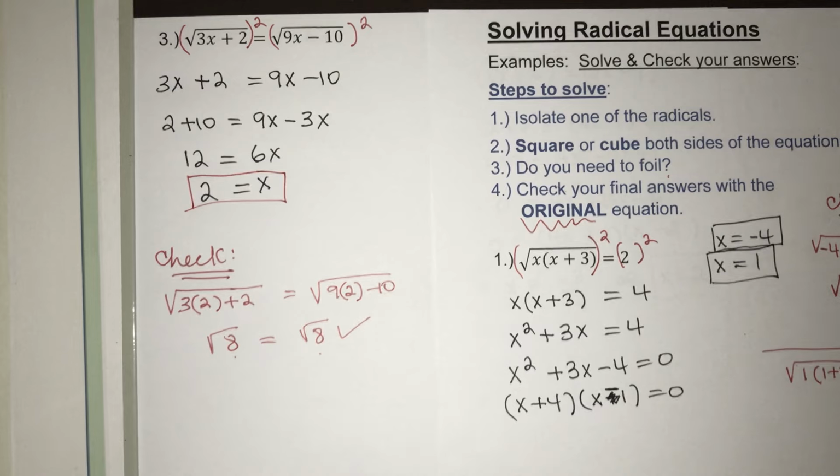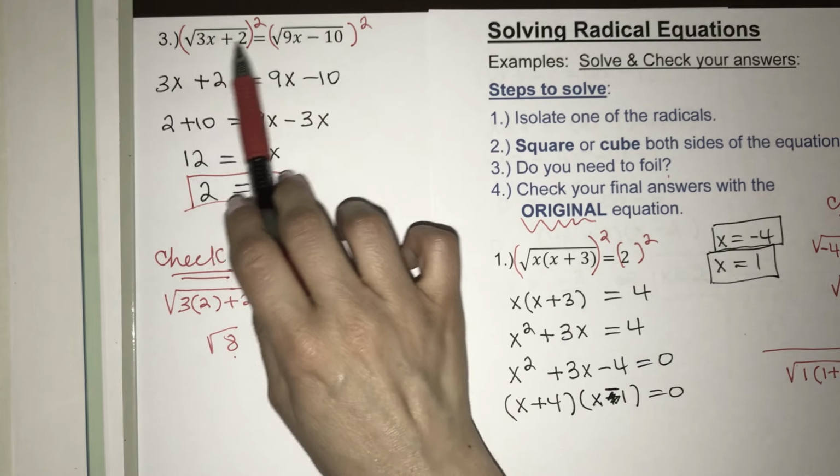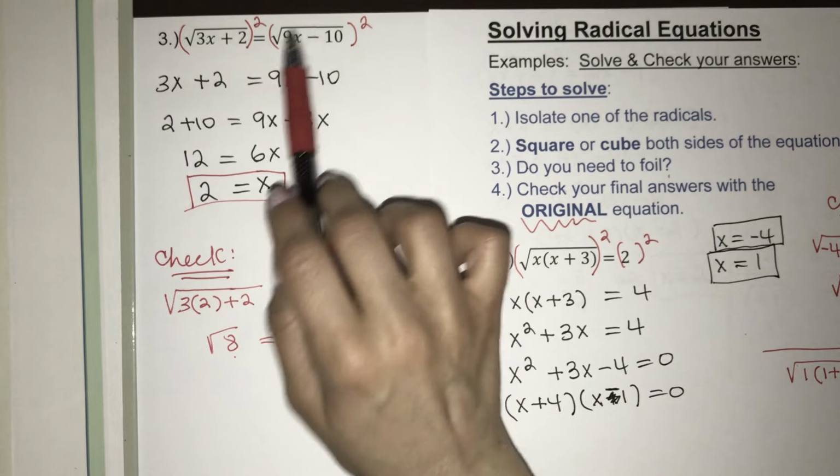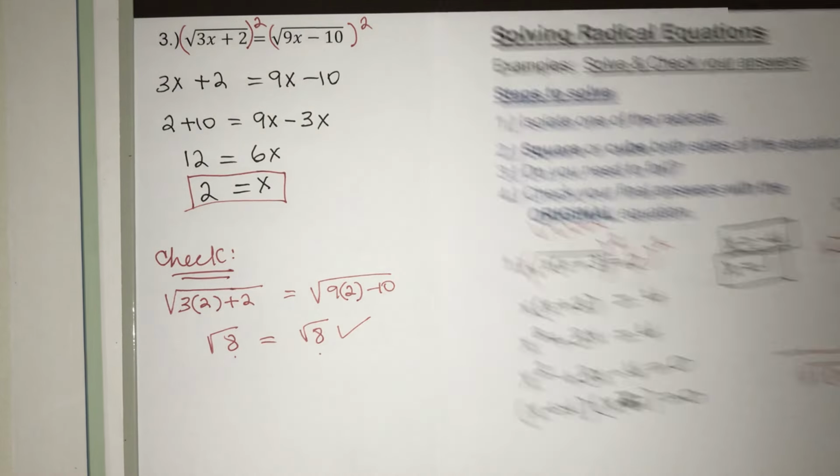By the way, I did not need to FOIL here because, again, when you have just one square root equal to one square root, we basically have one term equal to one term, so we don't have to FOIL.